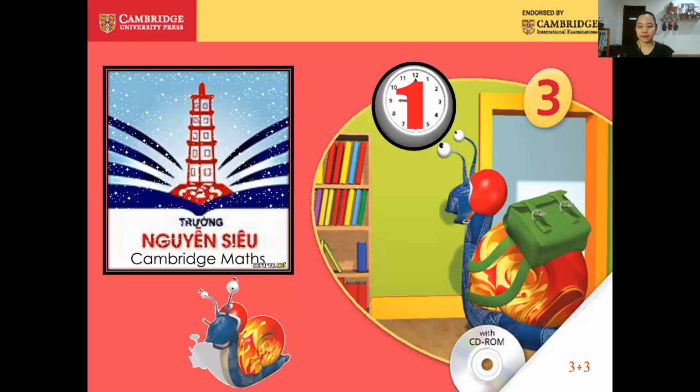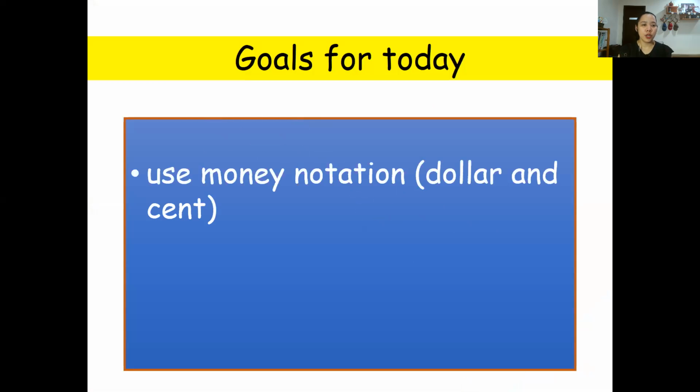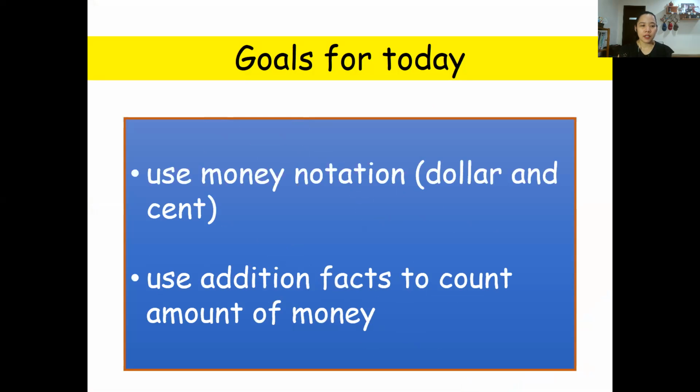Now, today's lesson is all about money, dollars and cents. It is on pages 34 to 35 of your Learner's Book 3. Now, let me share with you our goals today. First goal is to use money notation, the dollar and the cent. And second is to use addition facts to count amounts of money.